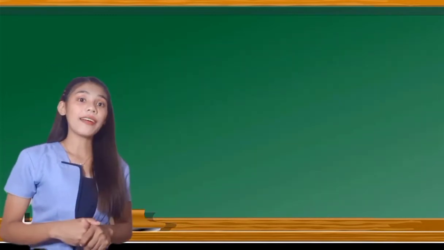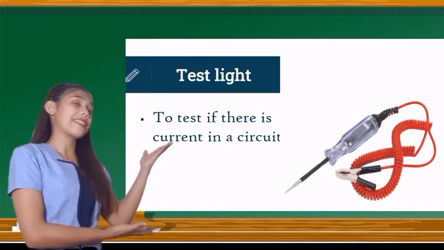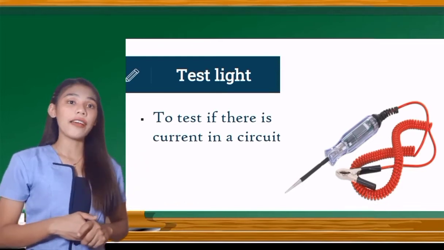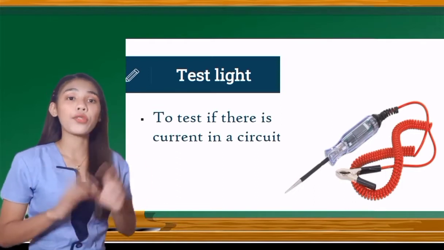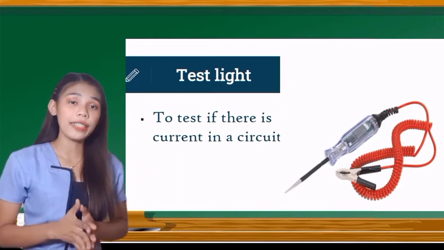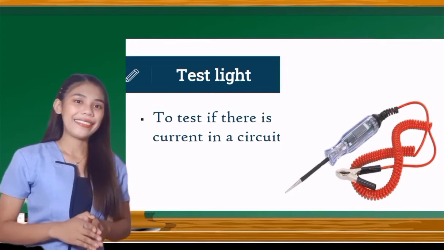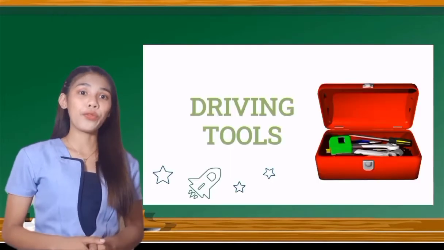And the last but not the least of the measuring tools is what we call the test light. The test light is used to test if there is a current in a circuit. So it means this tool is used to determine the presence of electricity in a piece of equipment under test. After that, let's proceed to the driving tools.